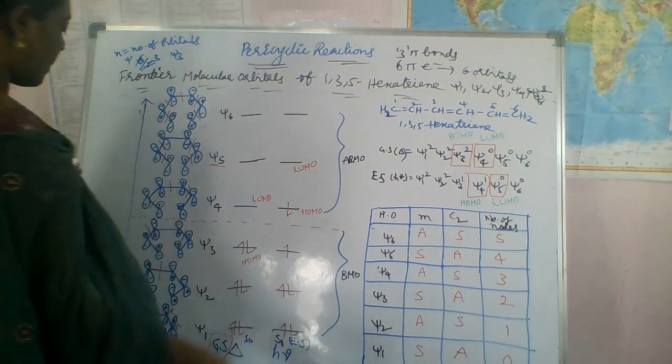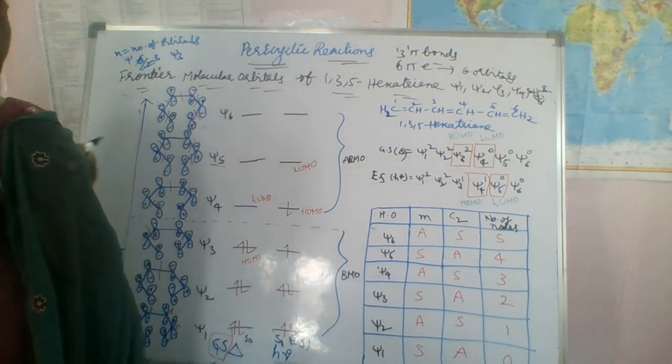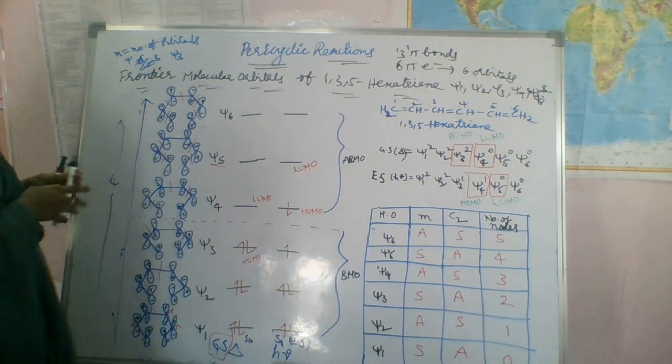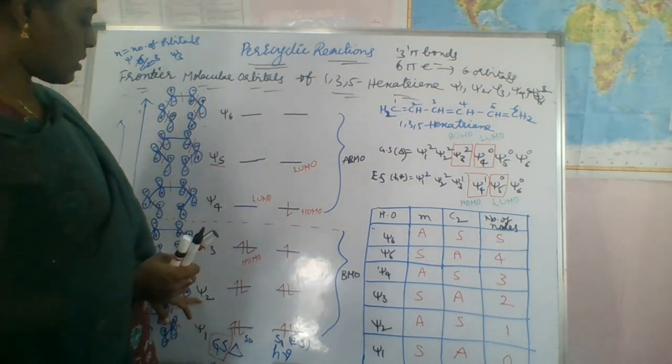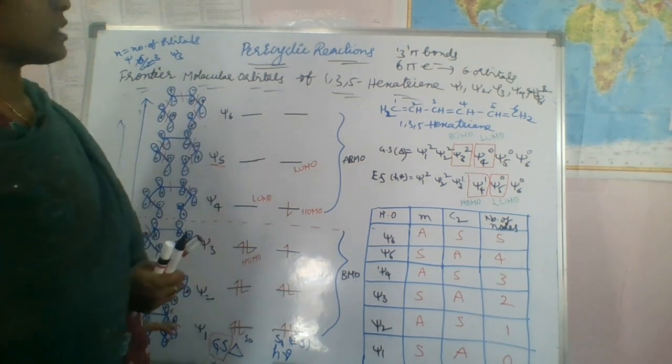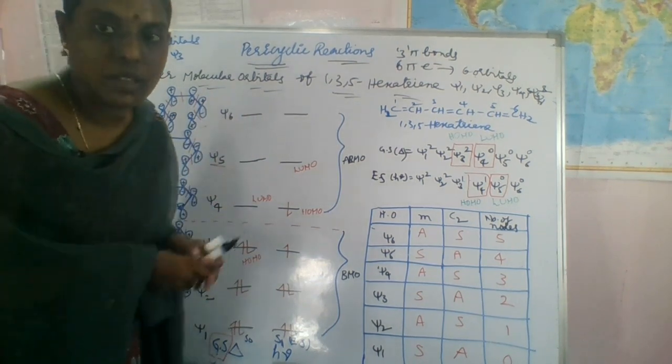This is the energy level, right? So Psi 1 is having lower energy, Psi 2 is having somewhat higher energy than Psi 1. So this is the energy level diagram, right? Okay.